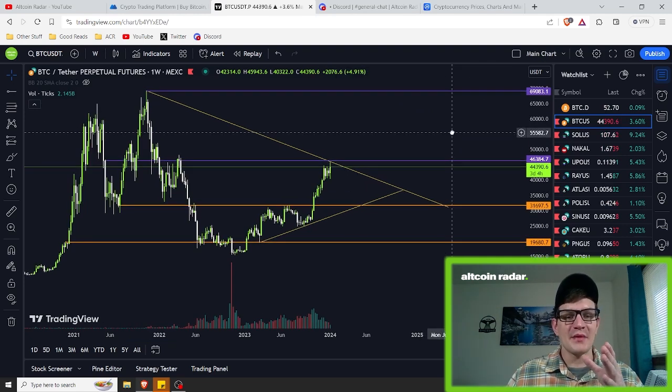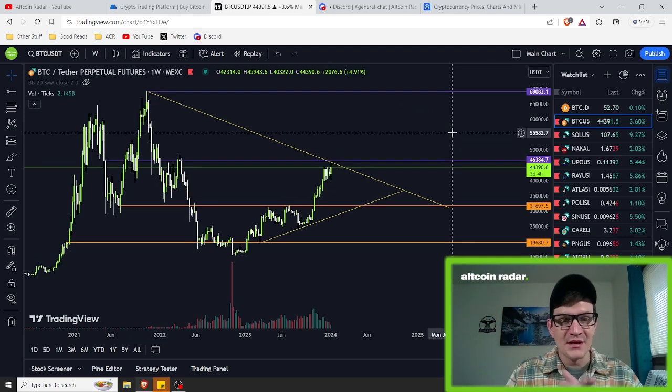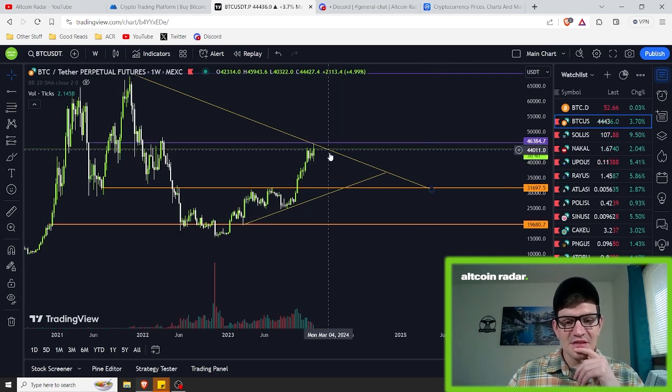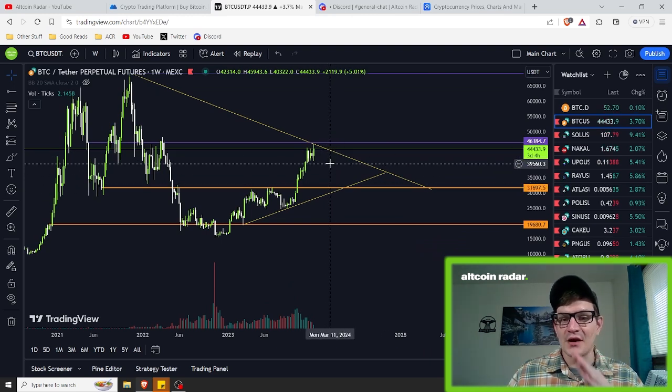Now, if we do end up having some sort of random black swan event or something like that, and let's say ETFs don't get approved and people start freaking out and they start selling like crazy, we are going to want to stay inside of this triangle right here, all right? We're going to want to stay inside of this triangle, so I hope that happens.